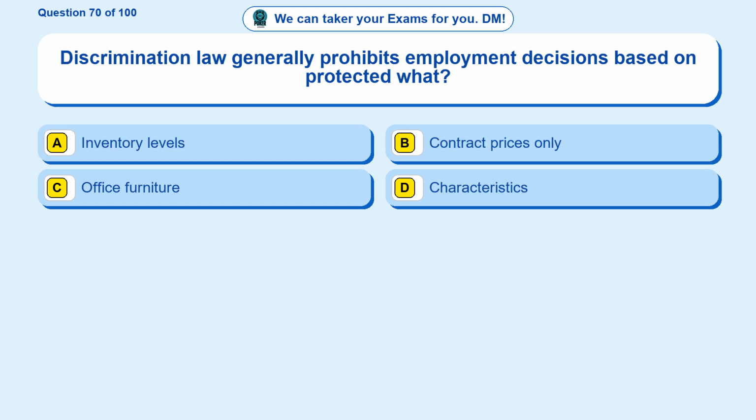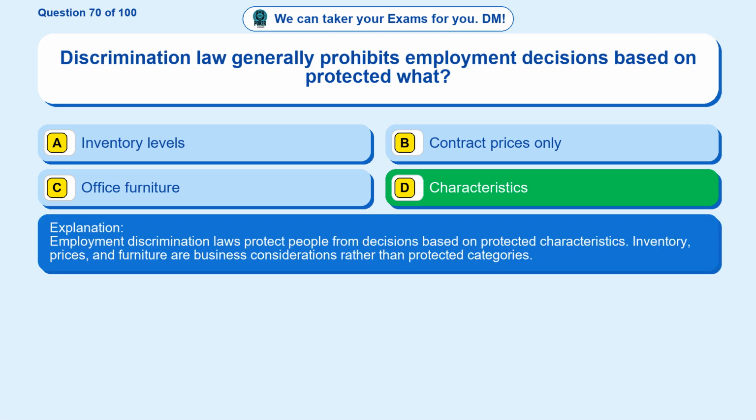Question 70. Discrimination law generally prohibits employment decisions based on protected what? Option A. Inventory levels. Option B. Contract prices only. Option C. Office furniture. Option D. Characteristics. The correct answer is option D. Characteristics. Employment discrimination laws protect people from decisions based on protected characteristics. Inventory, prices, and furniture are business considerations rather than protected categories.